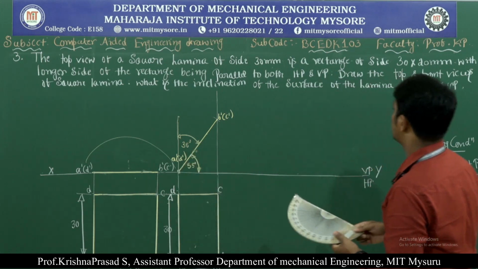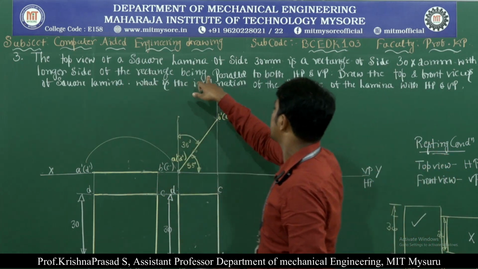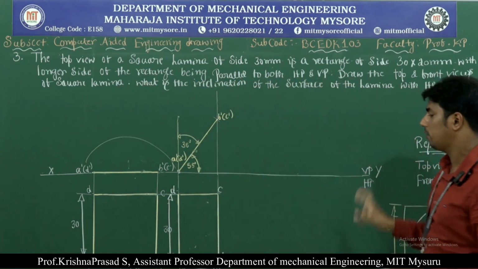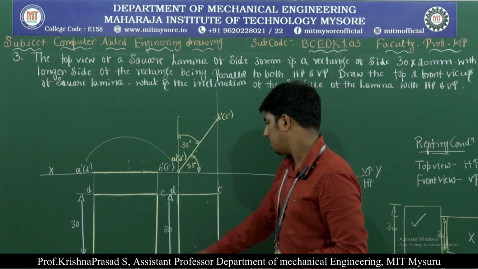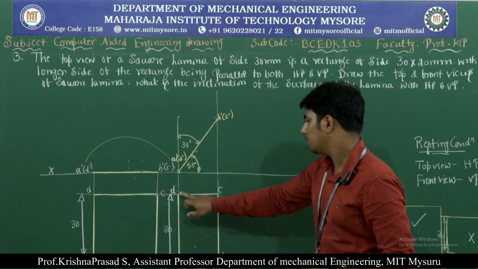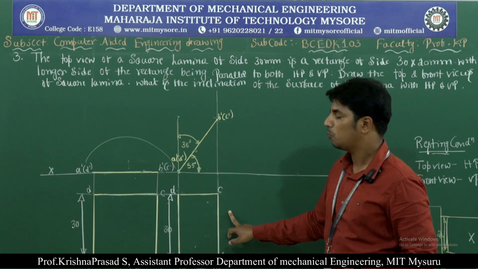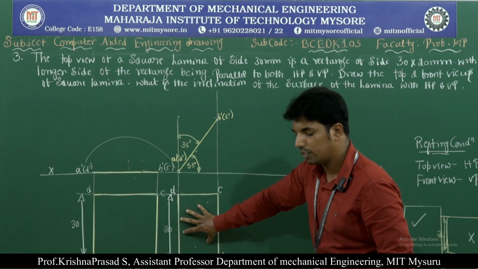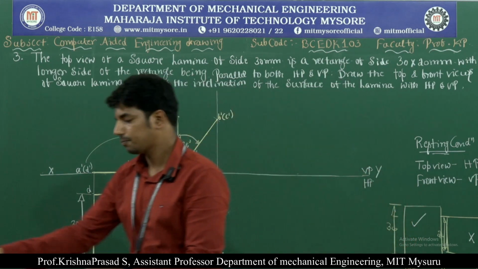Next, the final position they have given, that is the longer side of the rectangle being parallel to both HP and VP. Observe here, what is the longer side? The longer sides are AD and BC, shorter sides are AB and CD. Now the longer side of the rectangle should be parallel to both HP and VP. That means we need to completely rotate from this position to this position.